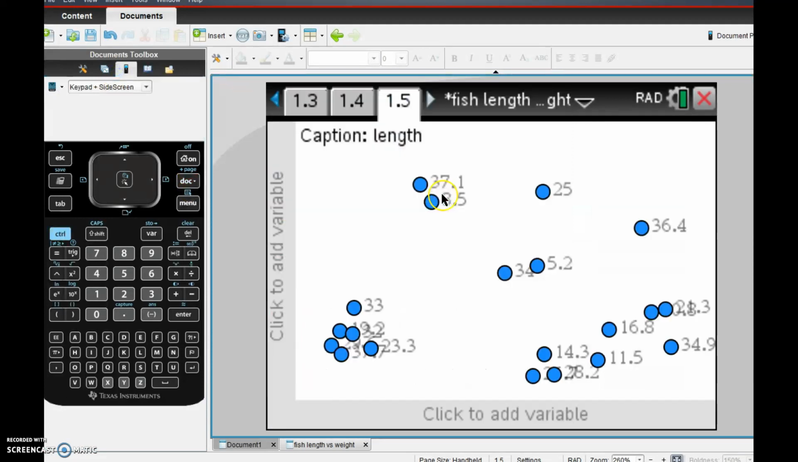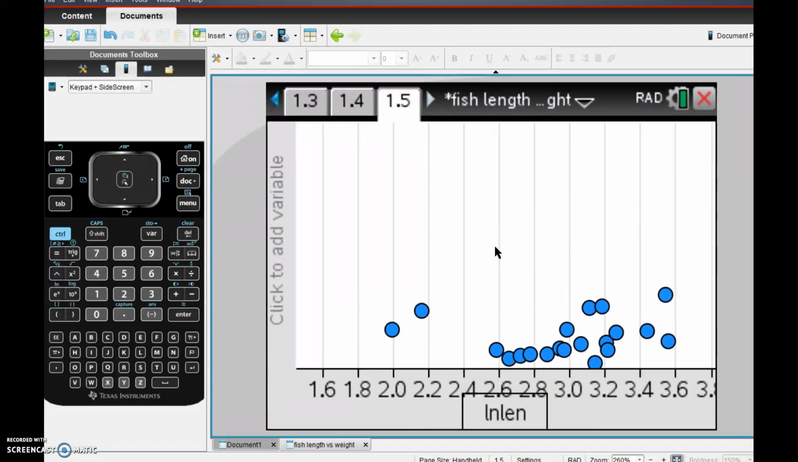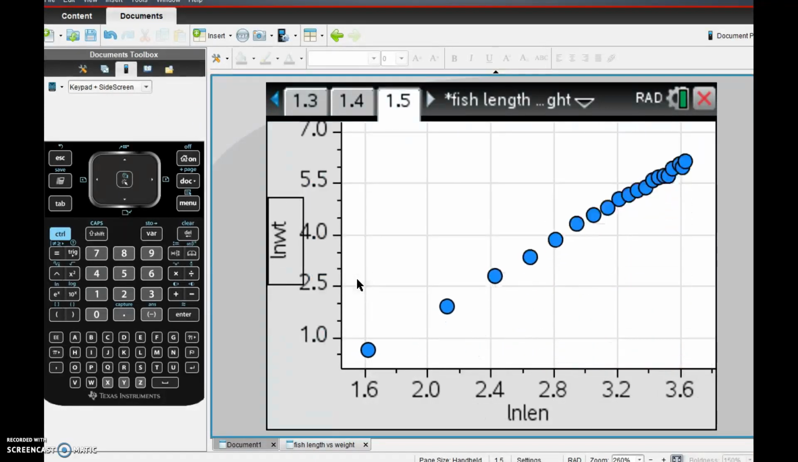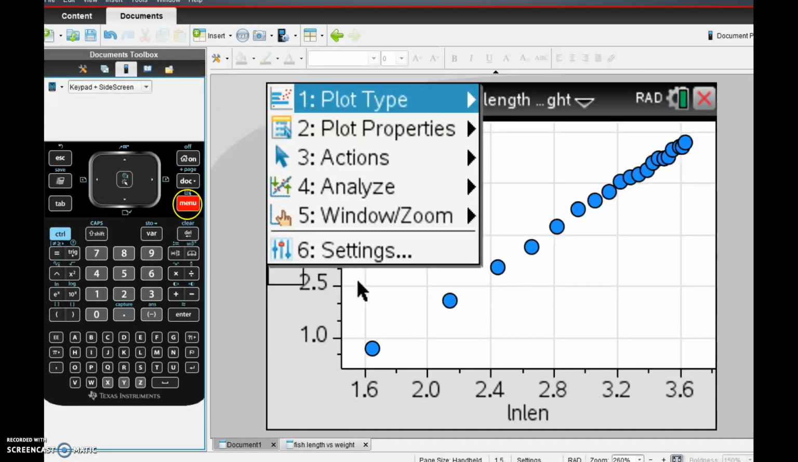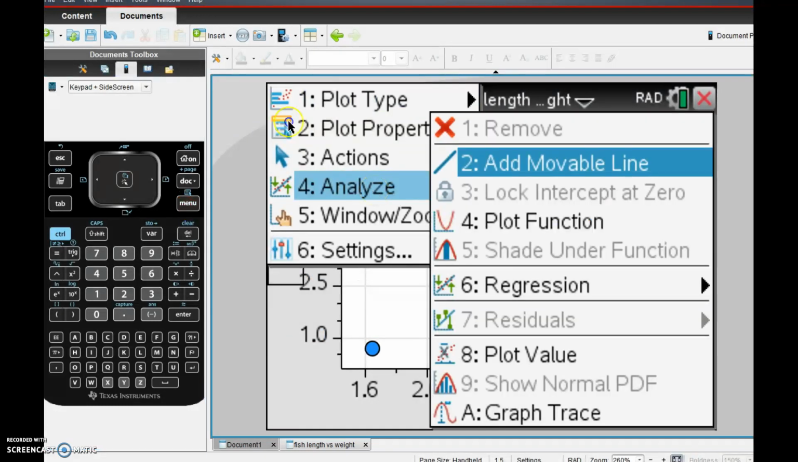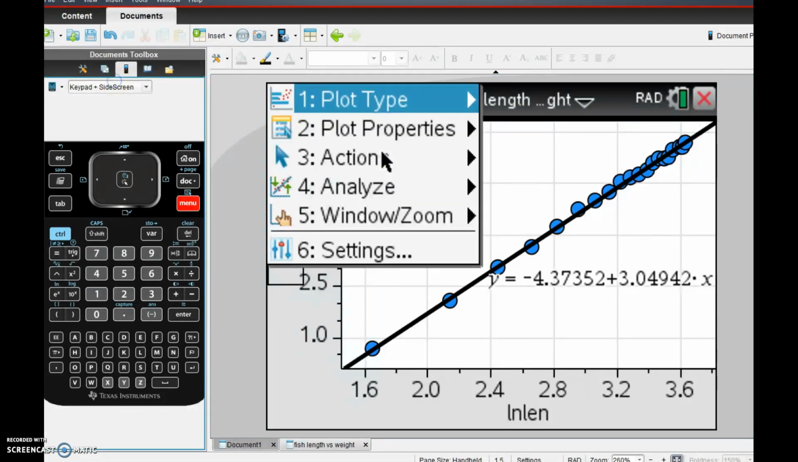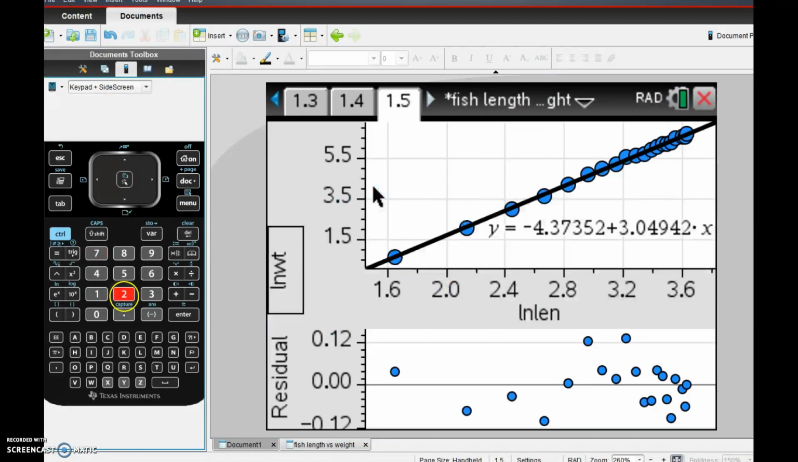So let's take a look at the graph of the natural log of length versus the natural log of weight. That's nice and straight, which tells us that a power model is appropriate. Let's run the regression model. If you wanted to look at a residual plot, you certainly could. Option 2, there's a residual plot. Looks good. Maybe even better than the other ones, I don't know.